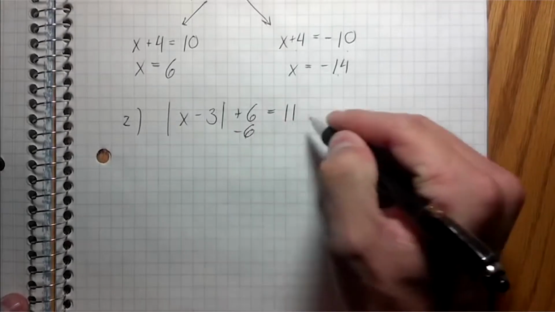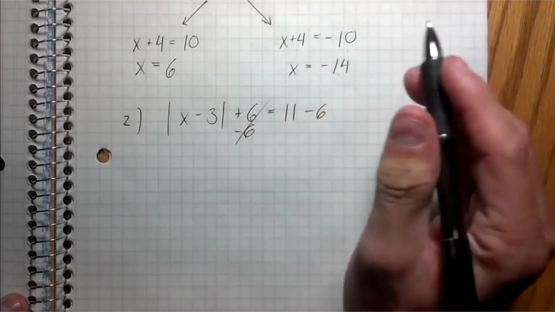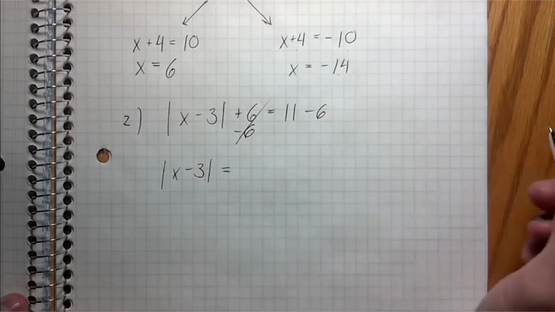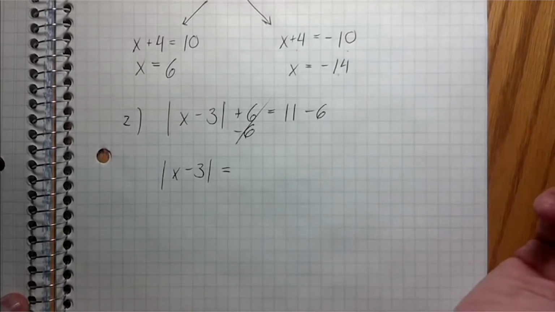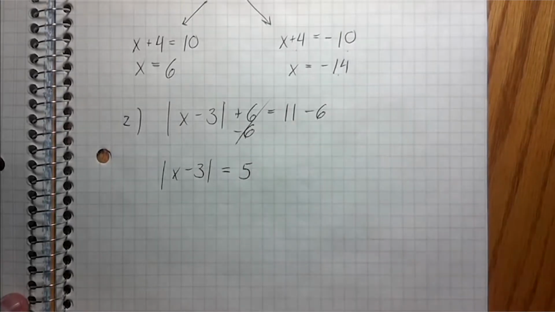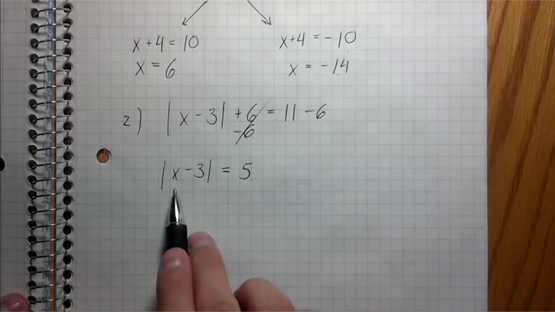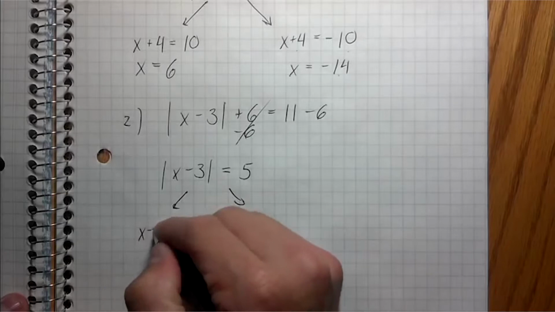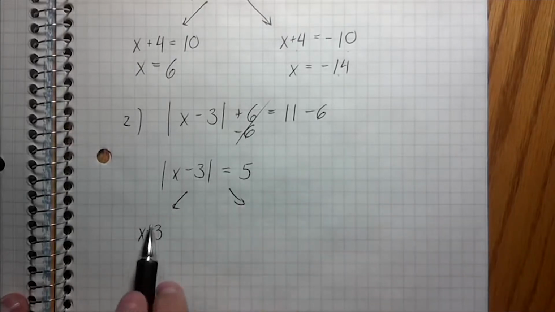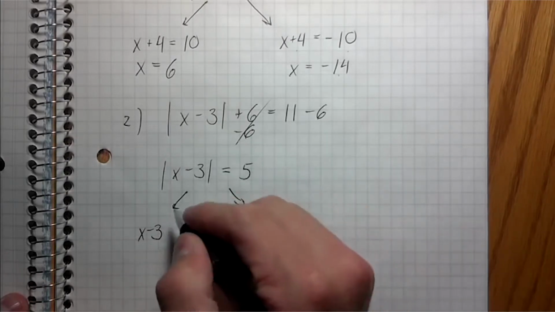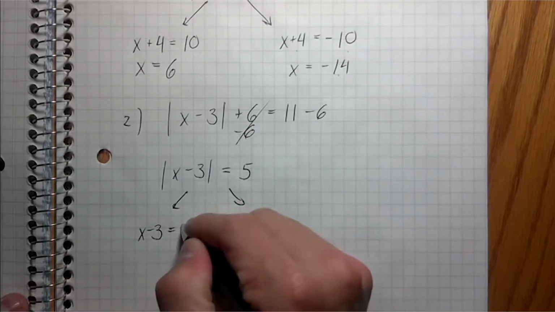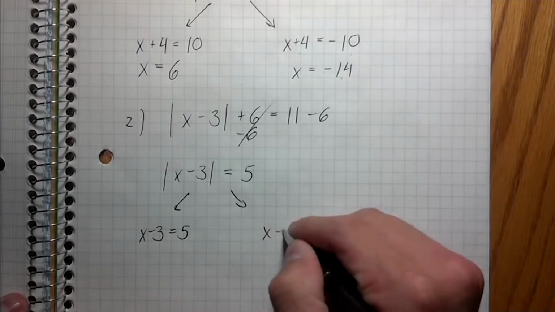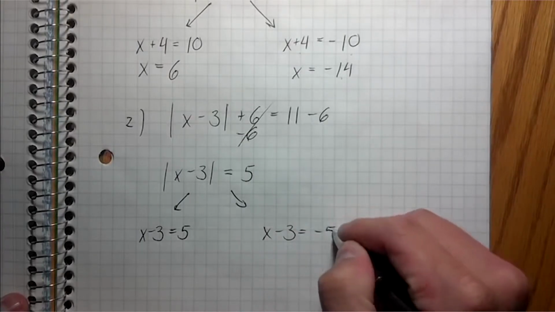Minus 6, minus 6, and it goes away. So I'm going to rewrite this equation: the absolute value of x minus 3 equals 11 minus 6, which is 5. Now it's basically just like the first equation. Break it into two equations. When I break it into equations, I drop the absolute value bars. The first equation is x minus 3 equals positive 5, the positive version. And then x minus 3 equals negative 5, the negative version.